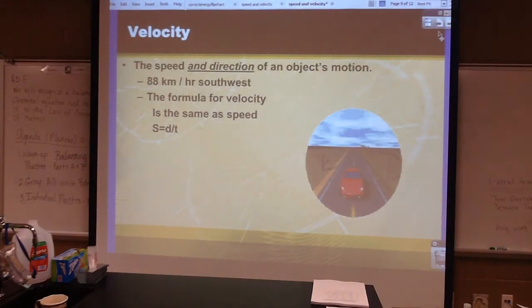Let's talk about velocity. You have to be able to differentiate between speed and velocity, and it's pretty simple actually. Speed is going 50 miles per hour or 100 kilometers per hour. Velocity is the speed and a given direction of the object's motion. So if you said that you were going 88 kilometers per hour southwest, that's velocity. If you said you were going 88 kilometers per hour, that is speed. The formula for velocity is the same as speed, distance divided by time. But with velocity, you must tell us what direction the object is traveling in.